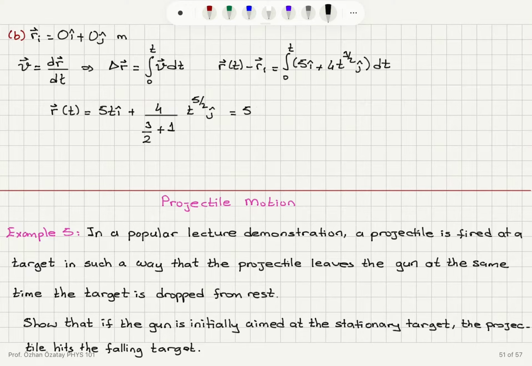So this will be 5t i hat plus 4 times 2/5 t to the power 5/2 j hat, and I have the final answer here. Our position as a function of time is 5t i hat and 8/5 t to the power 5/2 j hat measured in meters.